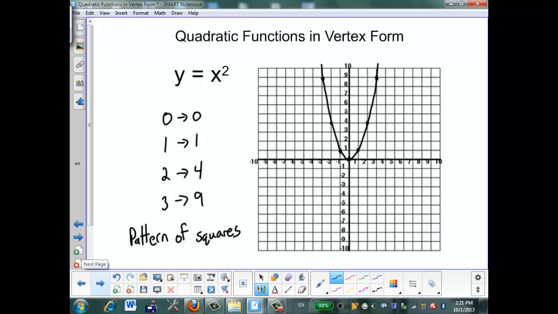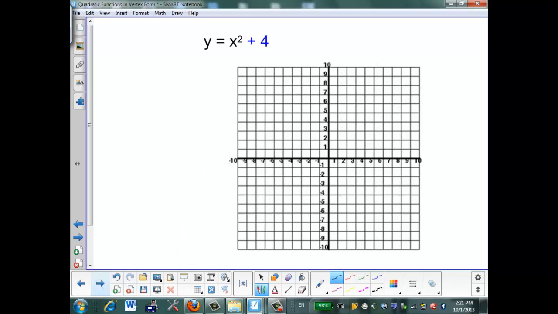Now, if we add to our equation a plus 4, so now we have y equals x squared plus 4, what this is going to do is shift the parabola along the y-axis, and it's going to move it 4 in the positive direction. So instead of our vertex being at 0, 0, our new vertex is going to be at 0, 4. But we're still going to follow the pattern of squares. So from that vertex, over 1 up 1, over 2 up 4, and then if we wanted to, we could go over 3 up 9, but that will be off our graph. And we do the same thing moving in the other direction. So we can draw our parabola.